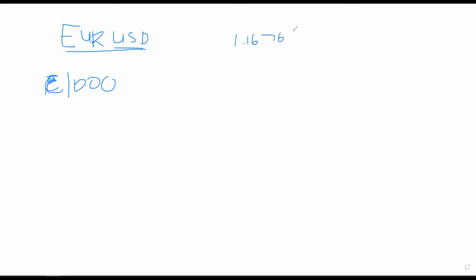1.1676. This is how the conversion is going to work, right? So they're going to tell you, okay, you're going to need $1,167 to actually get your 1,000 euros, right? That's it. They're going to say, oh, this is what you're going to need.